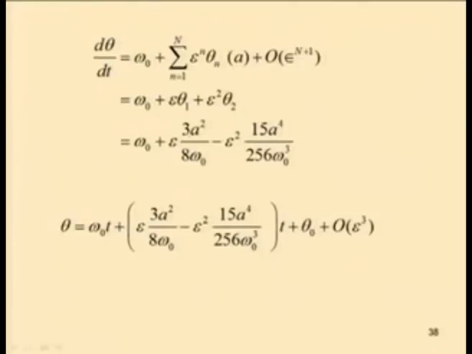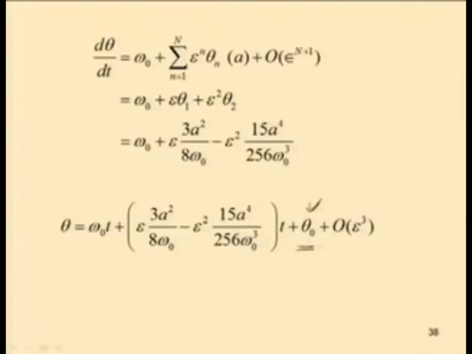So, we can write theta by integrating this. This will be multiplied by t plus theta 0. So, the expression for theta becomes omega 0 plus epsilon into 3 a square by 8 omega 0 minus epsilon square into 15 a fourth by 256 omega 0 cube, multiplied by t, plus this theta 0.